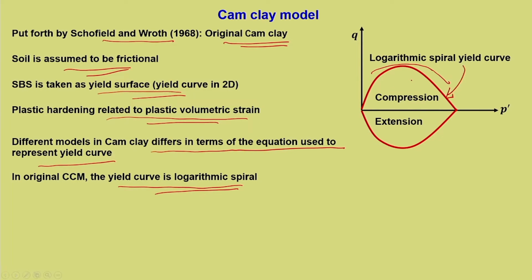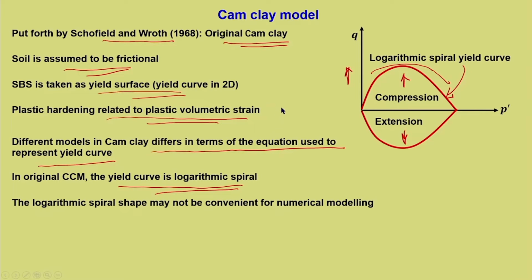Now for completeness, we have shown it for compression as well as for extension, but in our subsequent lectures we will be basically concentrating on the compression portion. So that is one half of the yield curve. In fact, the yield curve is a mirror image on both sides, in compression as well as in extension. So we will be basically dealing with positive values of Q.